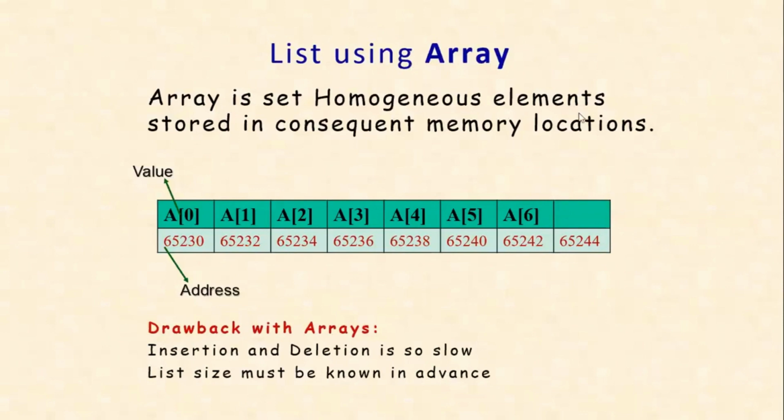An array is a set of homogeneous elements, so all are of integer type here in this example, and stored in consequent memory locations. So this is how we define an array.